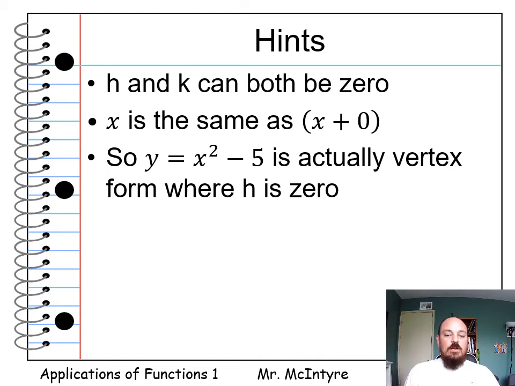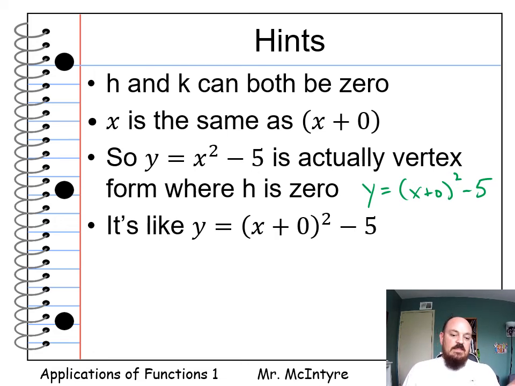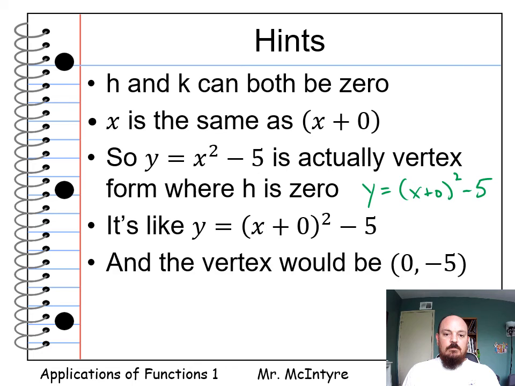y equals x squared minus 5. You look at that and you go, oh, that's not vertex form. It's supposed to have parentheses. It's supposed to be x plus something squared. Well, it is vertex form, and h is 0, because that is like having, even though you wouldn't see it this way, it's like me saying y equals (x plus 0) squared minus 5. That's the same thing. So that's vertex form, and the vertex would be 0, -5. And that's basically what I just wrote right there. So our vertex for that one, it is vertex form, and that would be 0, -5.